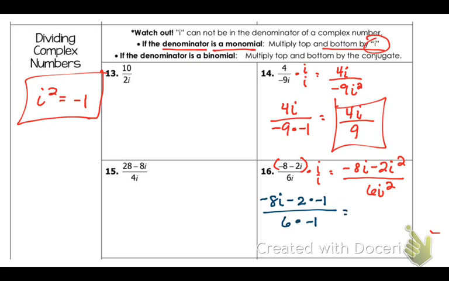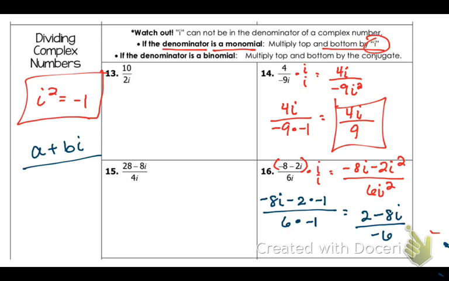Then you're going to simplify this. So I'm left with 8i minus 2 times negative 1. So that's going to be positive 2. And I'll rewrite it in the form of a plus bi because that's what you always want to write it as. So I'm going to write it as 2 minus 8i. And at the bottom, I'm going to have negative 6.